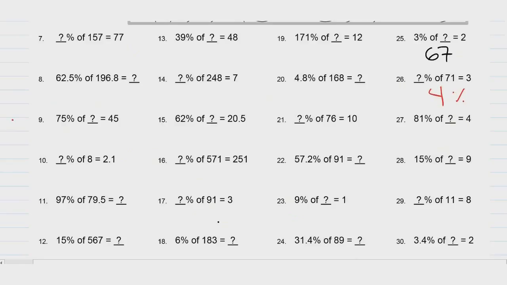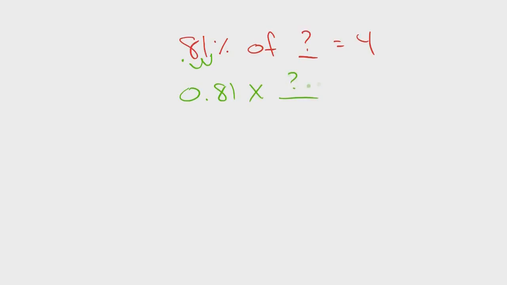Number 27, 81% of a number equals 4. I'm going to rewrite this by moving the decimal 2 spaces over to change a percent to a decimal. 0.81 times a number equals 4. We're definitely going backwards. We're going to divide 4 by 0.81 equals a number. I'm going to do a long division problem over here.